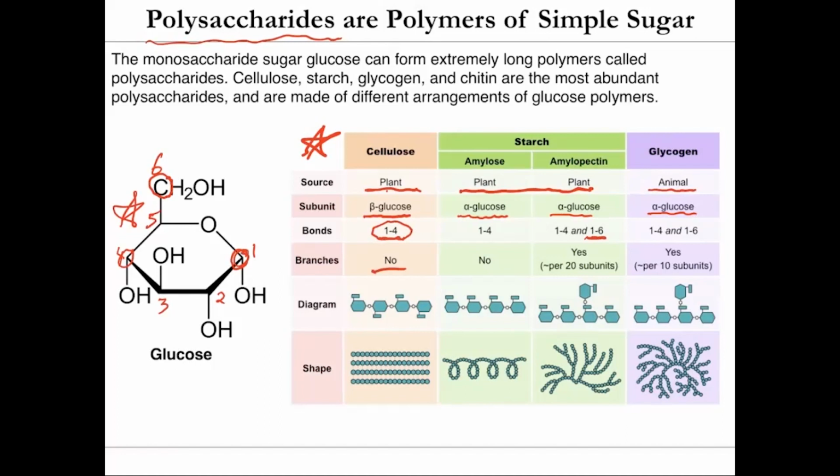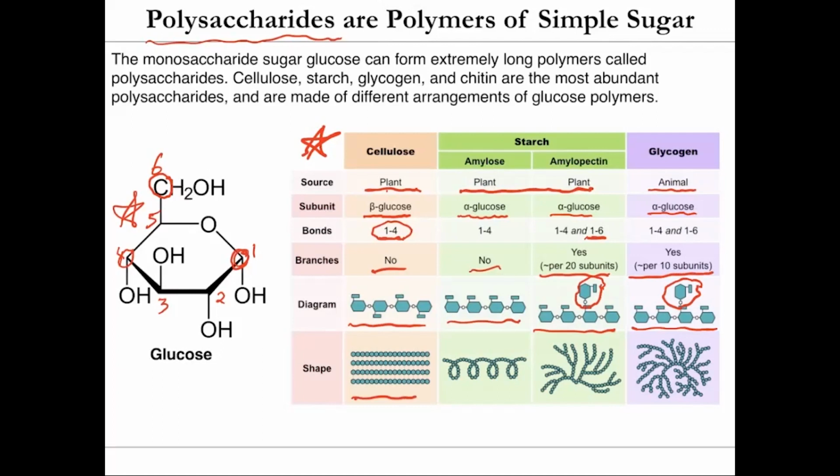So cellulose does not have branches. Amylose, which is a part of starch, does not have branches. Amylopectin in starch does have branches, and glycogen has branches. And you can see sort of how these are arranged. That has to do with the form that they take. Amylopectin will have these branches off the side. Glycogen will also have the branches off the side. And they'll make these different shapes.